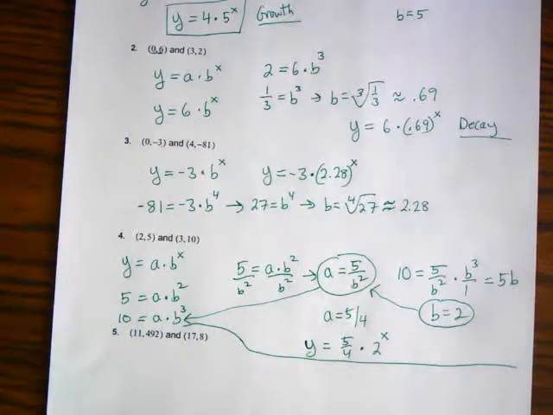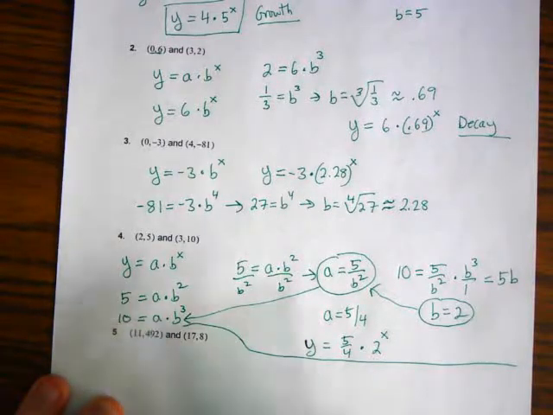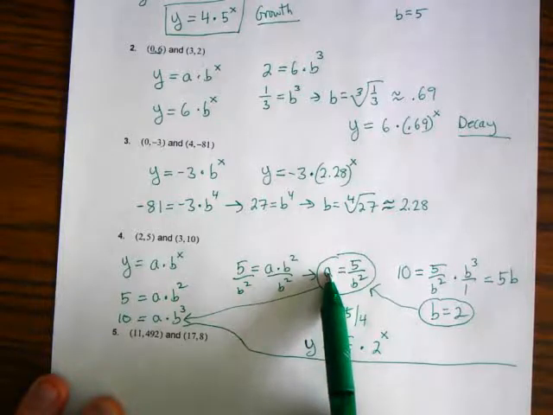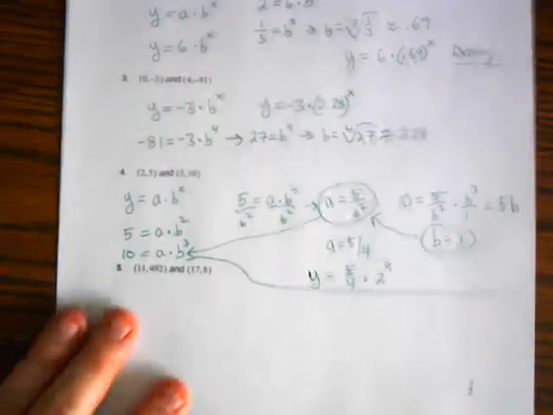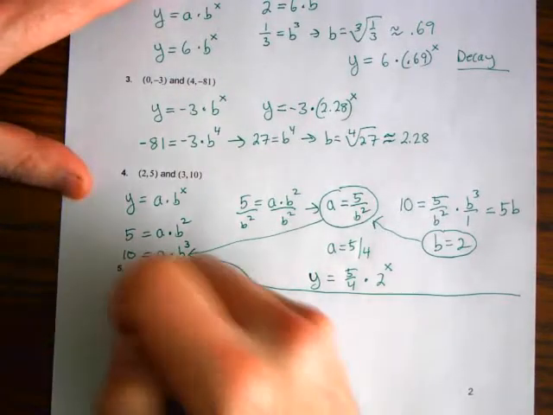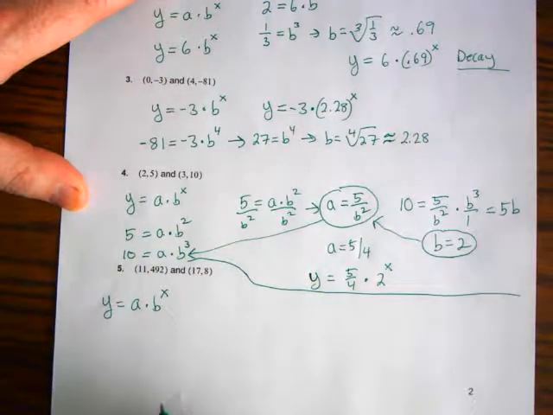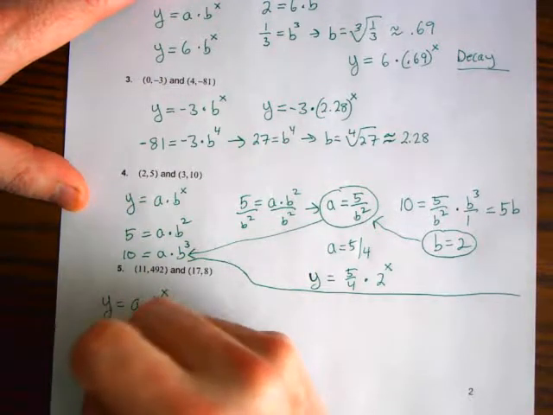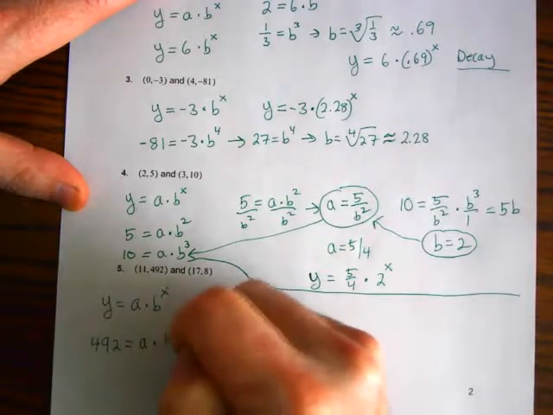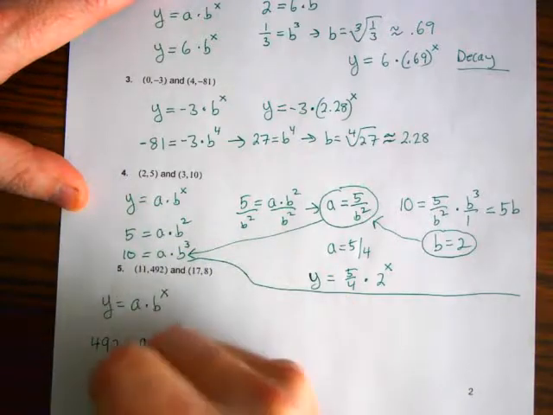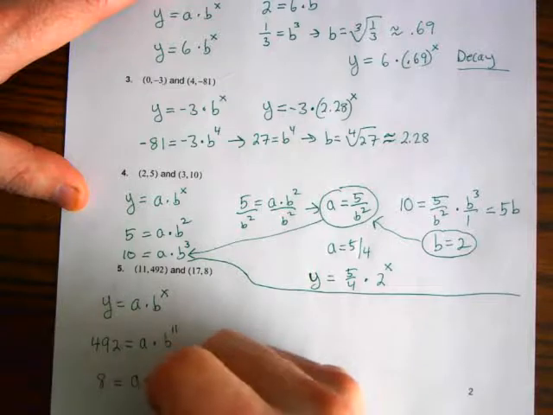Alright, so you see what we had to do there. We had to create 2 equations and then solve the system by doing a substitution method. We got a all by itself, and then we plugged it in. We're going to have to do the exact same thing for the next problem. Y equals a times b to the x. Plug in our numbers. Well, our numbers are pretty big this time. 492 equals a times b to the 11. And 8 equals a times b to the 17.